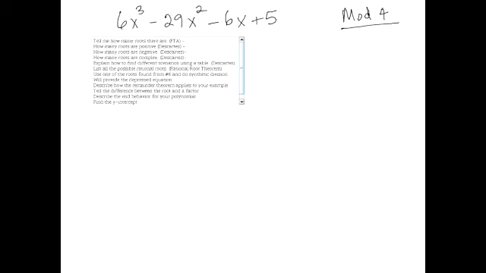Okay, so these are the questions that have been emailed to you with prior advanced warning that these are in fact the questions that I am going to ask. We are going to use this polynomial, 6x to the third minus 29x squared minus 6x plus 5, as our example of how to go about this whole process.